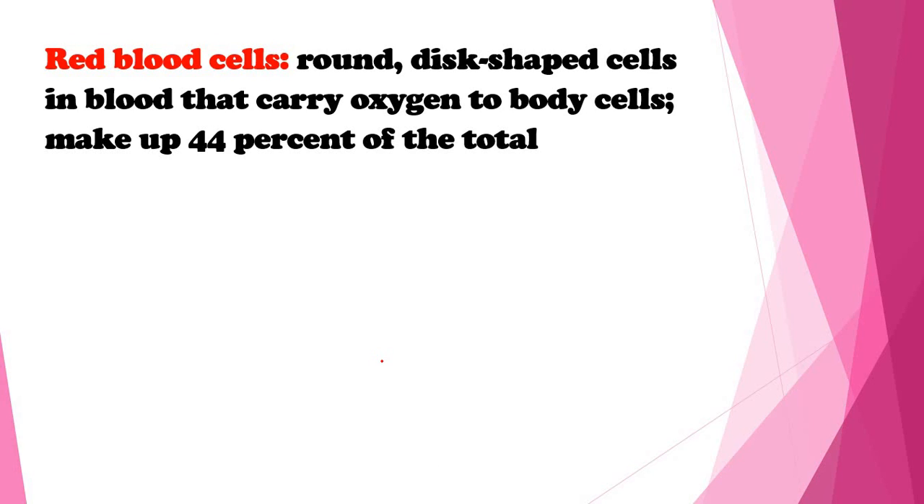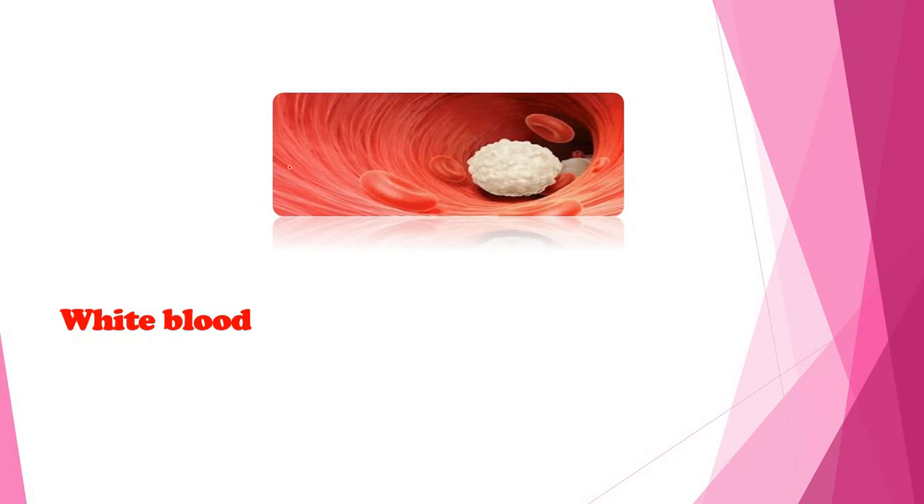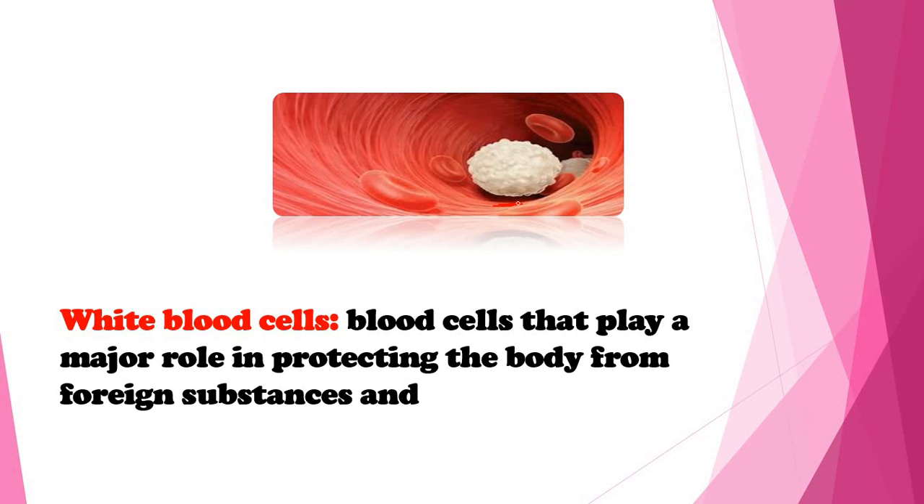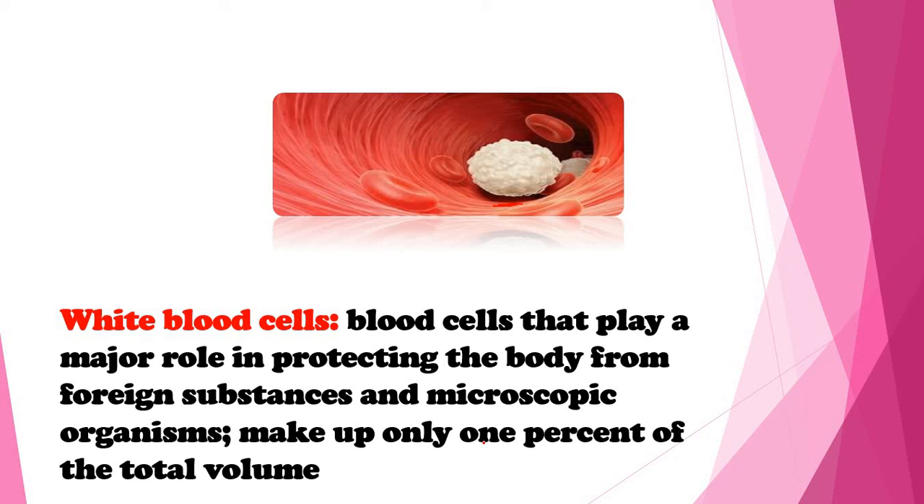Let's make a quick revision. We have talked about blood components, red blood cells. We said that red blood cells are round disc-shaped cells. They carry oxygen to all body cells, and they make up about 44% of the total volume of the blood. While these are white blood cells, we said that they play a major role in protecting the body from any foreign microorganism, and they occupy only 1% of the total volume of the blood.